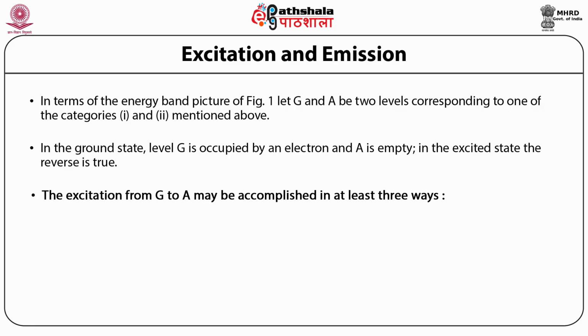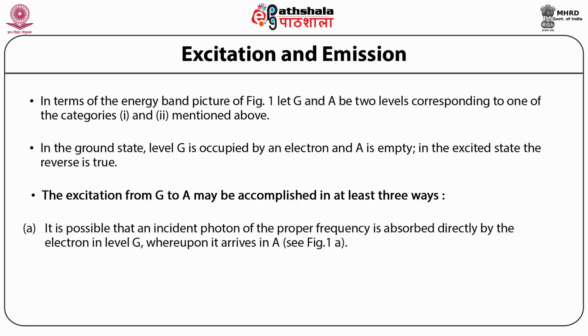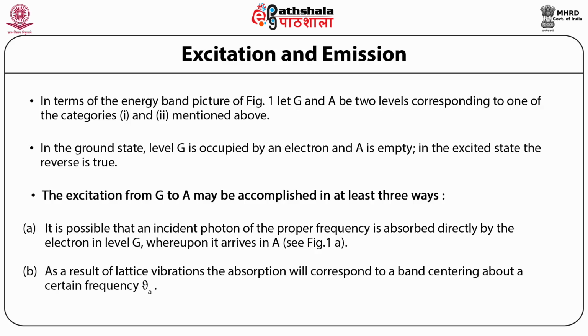The excitation from G to A may be accomplished in at least three ways. A. It is possible that an incident photon of the proper frequency is absorbed directly by the electron in level G, whereupon it arrives at A, say figure 1a. As a result of lattice vibrations, this absorption will correspond to a band centering about a certain frequency ν_a.